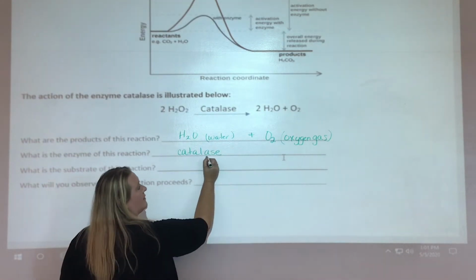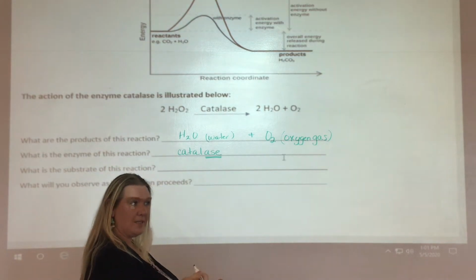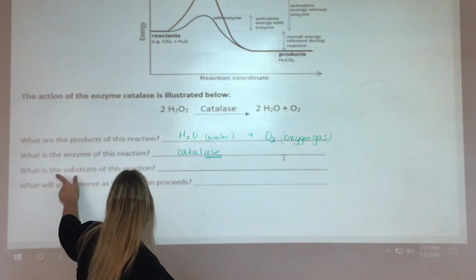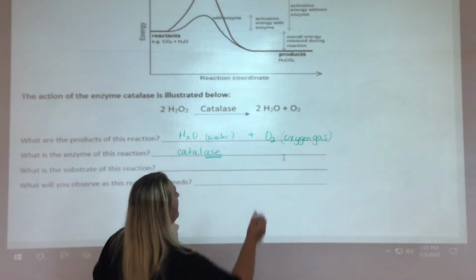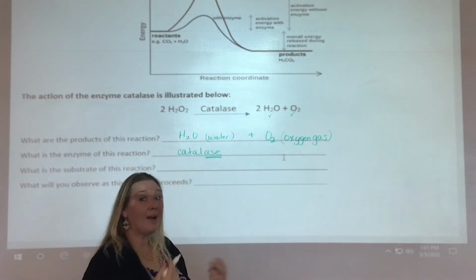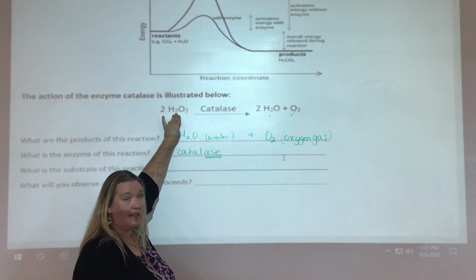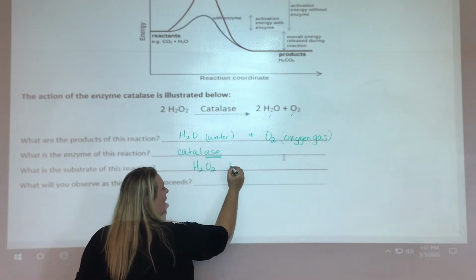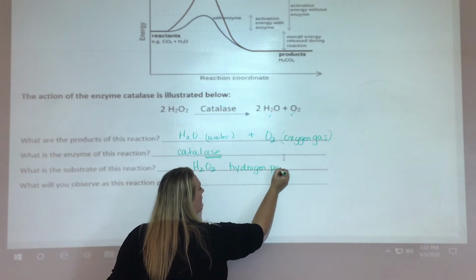Catalase is the enzyme. ASE refers to a substance or a particle, a molecule that is an enzyme. Okay? What is the substrate for this reaction? Well, we already labeled these, this, and this, and this. So by process of elimination, you could easily say, this is all I have left. H2O2, which is hydrogen peroxide.